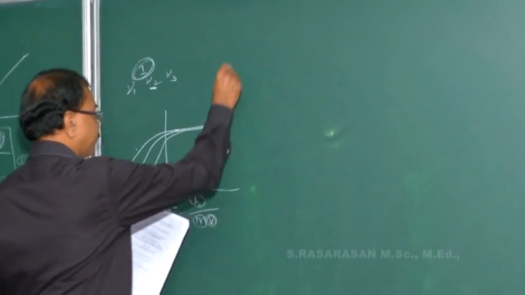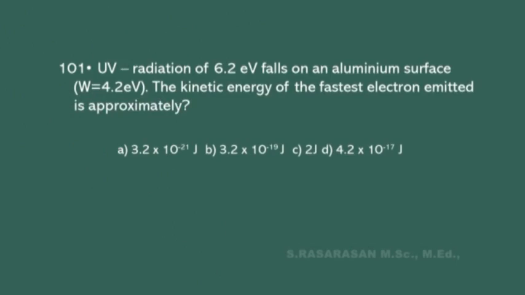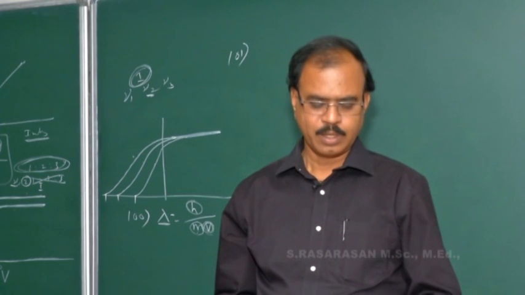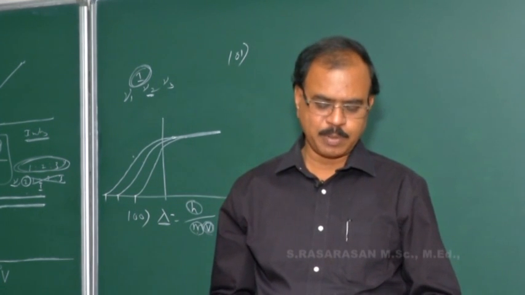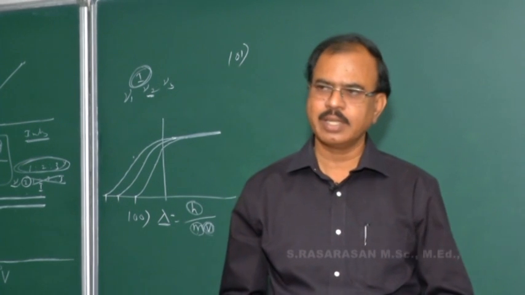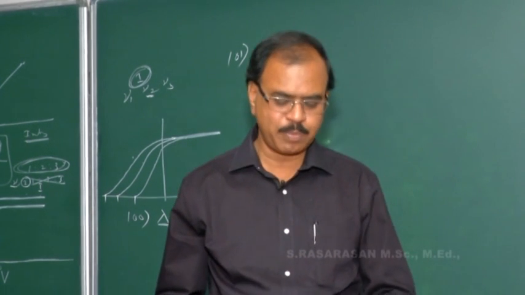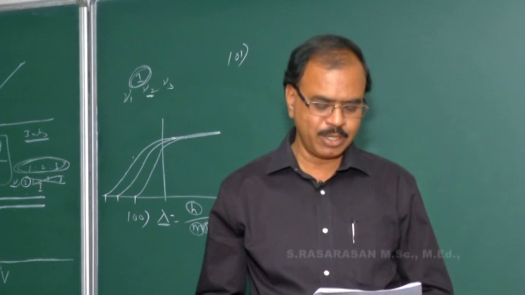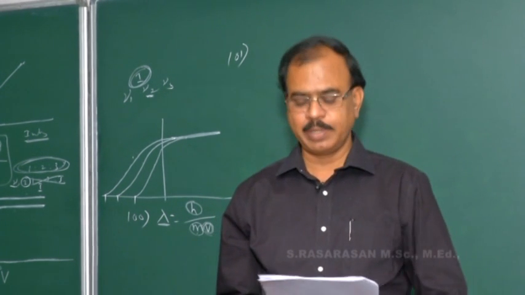Next. Ultraviolet radiation of 6.2 electron volt falls on an aluminum surface whose work function is 4.2 electron volt. The kinetic energy of the fastest electron emitted is approximately.